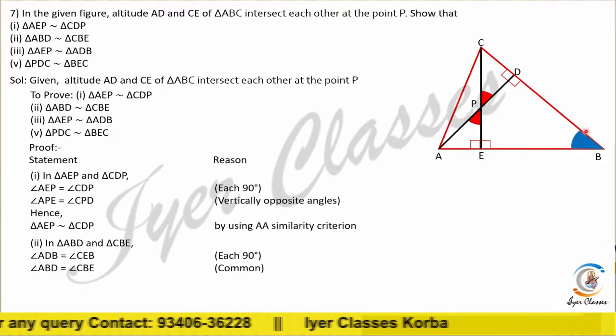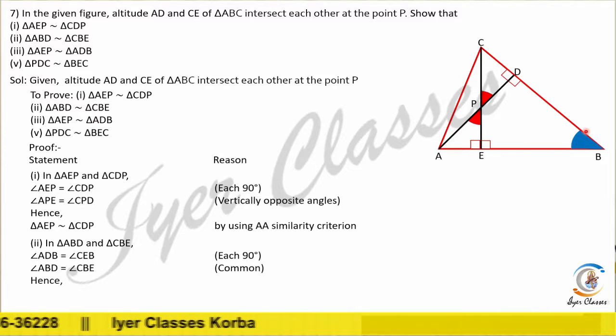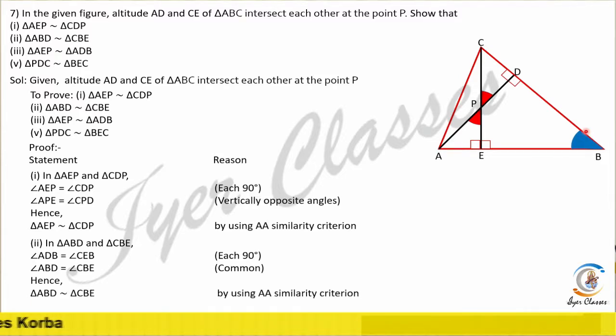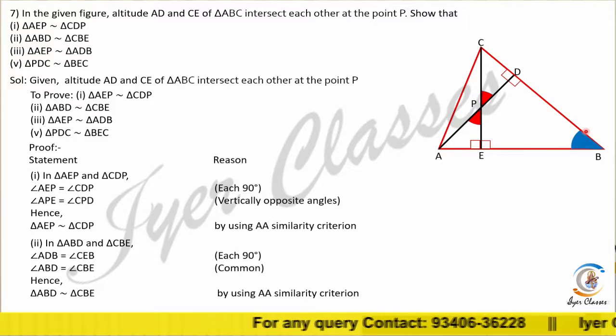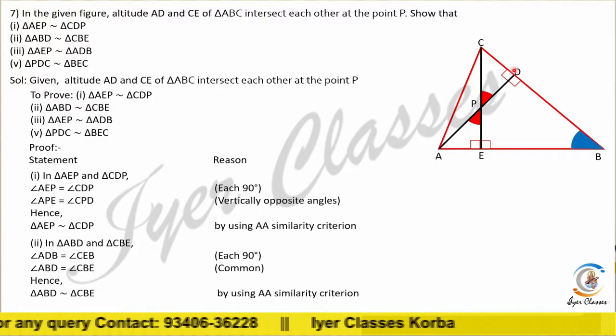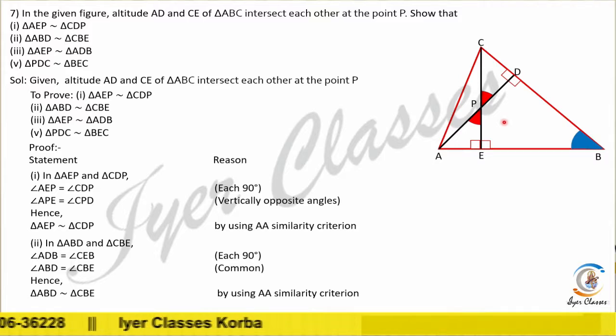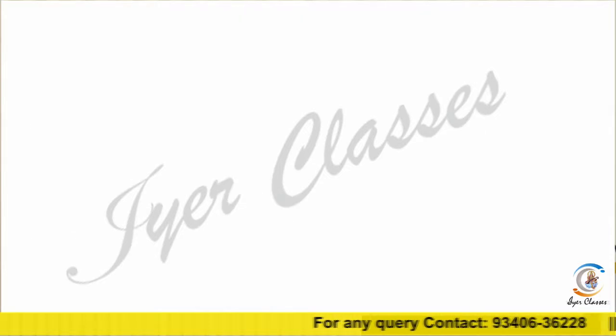So these two triangles again will be similar by AA criterion. One angle is 90 and the other, the blue angles, are equal. So that makes triangle ABD and triangle CBE similar to each other. Now we have the third part and the fourth part left out here. We'll go to the next page and do it.